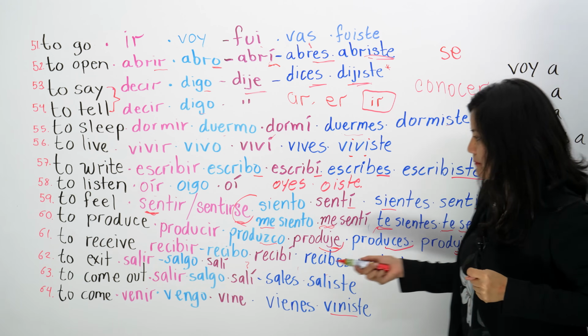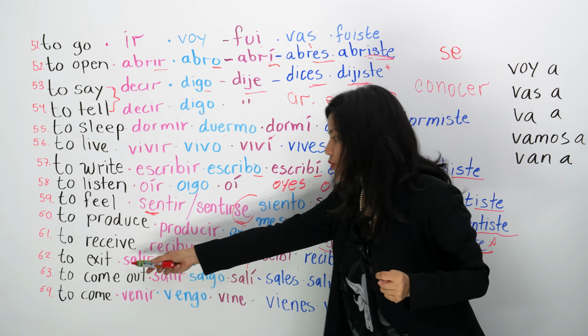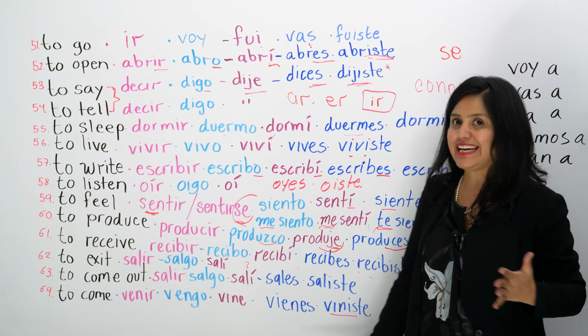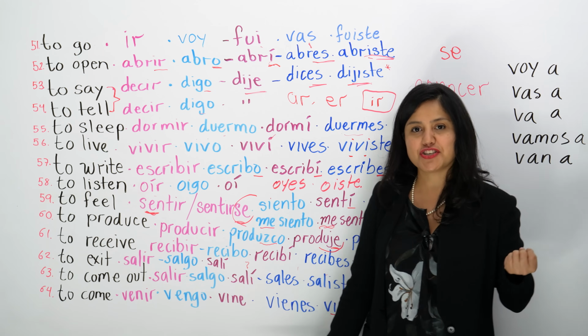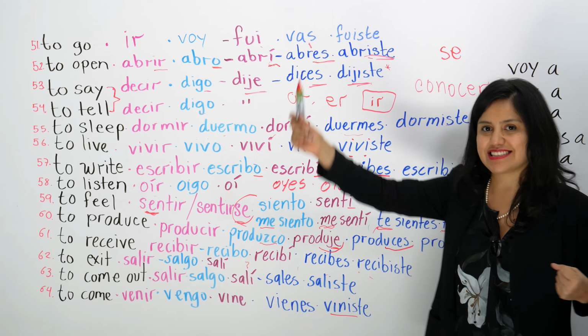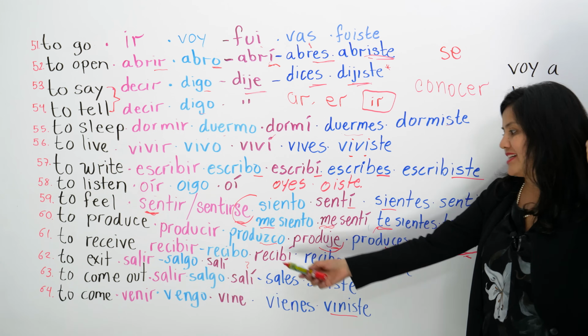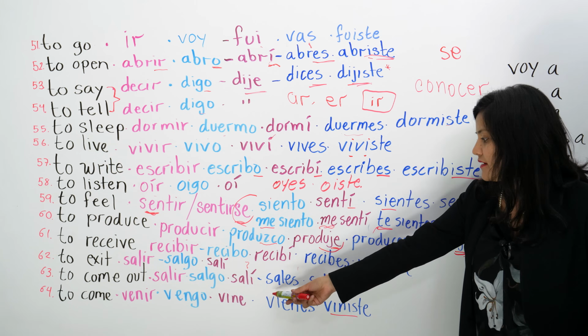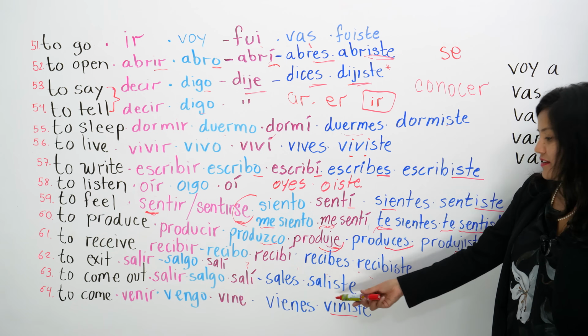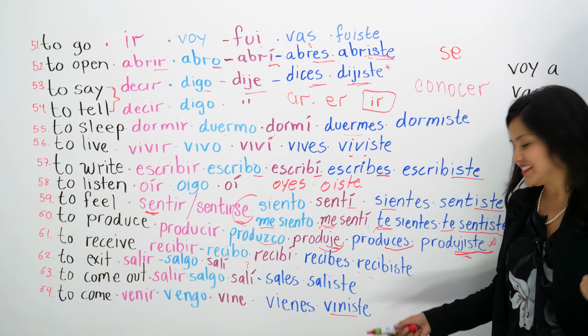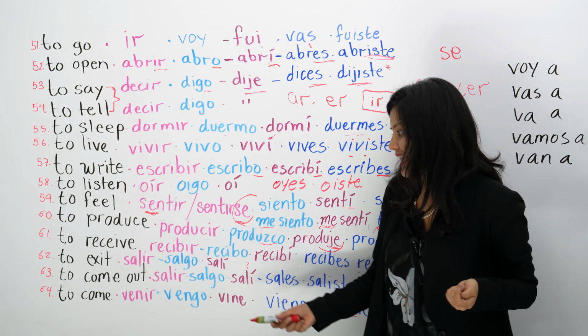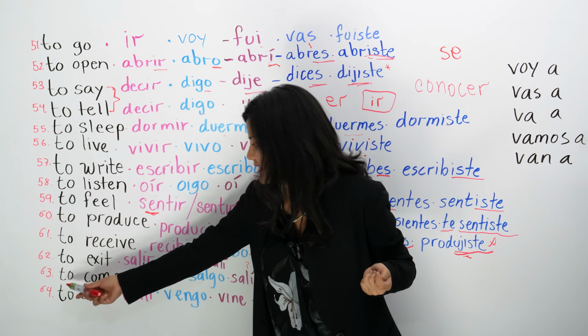To exit. Salir. That's what I'm going to do when I finish this class. Me voy a salir de este salón. Yo salgo. Yo salí en el pasado. I exited. Tú sales. You exit. Tú saliste. You exited. Tú saliste de la clase. Tú te saliste de la clase.